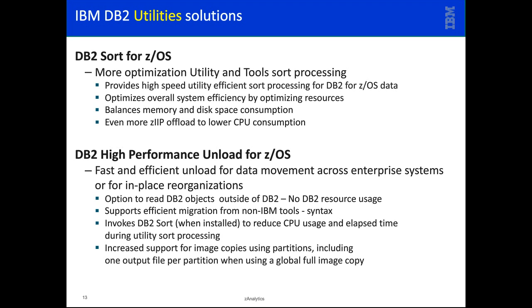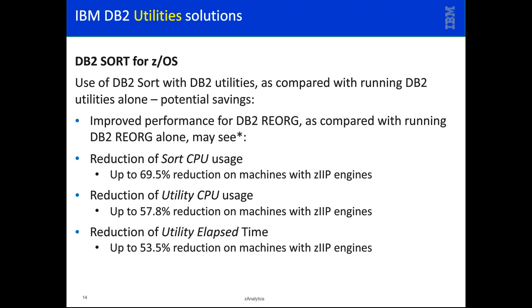Slide number 14. This is just a slide to show you some figures that we've seen for a typical reorg when invoking DB2 Sort. We've seen that in addition to what you have today, we can reduce your sort CPU in your step by up to nearly 70% if you have a machine with zIIP engines. For the utility CPU, we've seen up to nearly 60% reduction, and of course the utility elapsed time, again with zIIP engines, more than 50%. We do this with new block level operations for variable length records, which we used to do for fixed records as well.